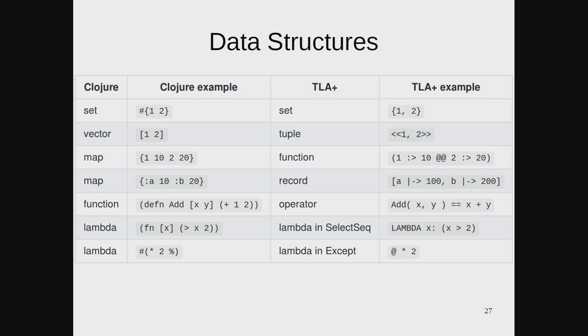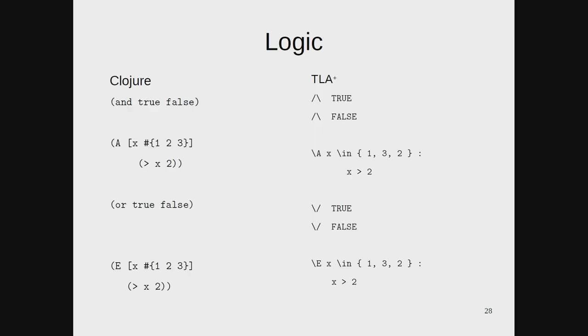This is a rundown of how Clojure data structures equate to TLA Plus data structures. So we're really close on the set syntax. Commas are actually optional white space in Clojure, so you could add a comma there to make it a little closer if you liked. But of course, it's got the hash at the front. Tuples in TLA Plus are probably vectors in Clojure. The idea of a function in TLA Plus maps very well to the idea of a map in Clojure. So that's a map that's mapping the value 1 to 10 and the value 2 to 20. So it's to be read as a sequence of pairs. It's got anonymous functions there at the end. So a lot of similarities.